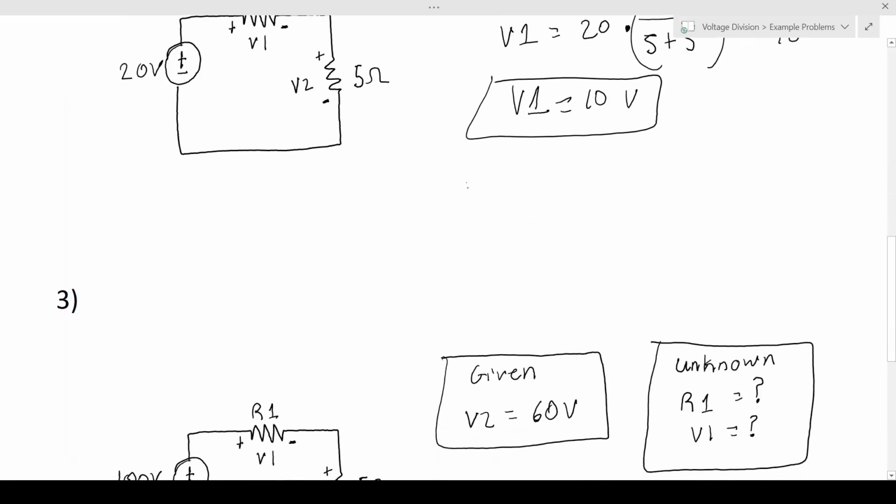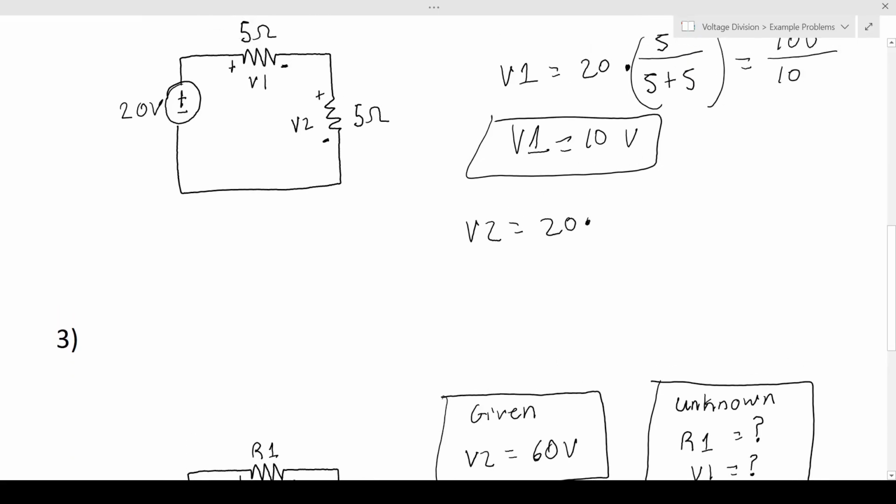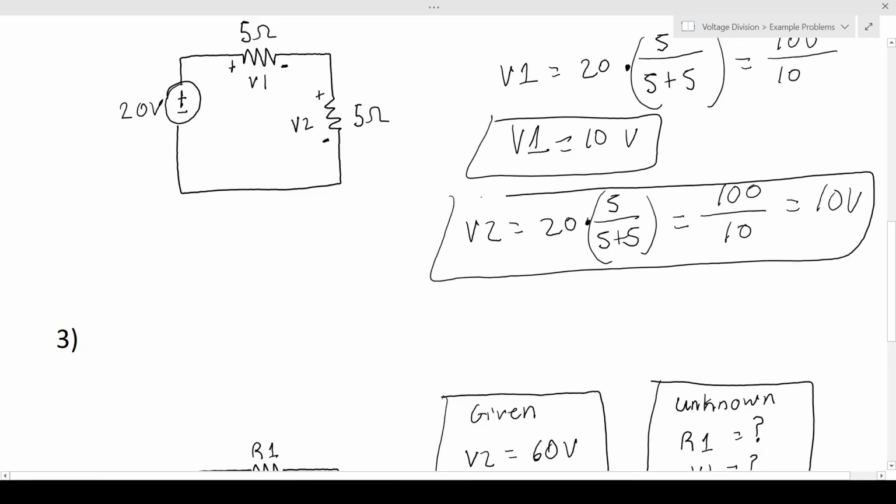And for V2, we know that V2 is equal to 20 times 5 divided by 5 plus 5. And we get 100 divided by 10, which is also equal to 10 volts. So that's the answer for V1 and V2. The voltage drop across both 5 ohm resistors is 10 volts.